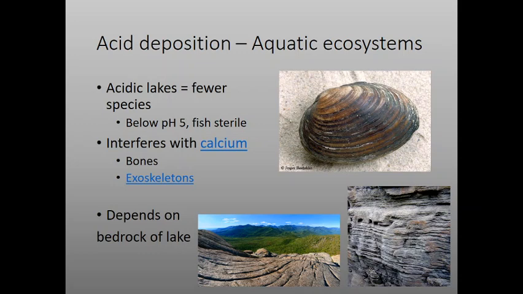That somewhat depends on the bedrock of the area. If there's limestone, that has a lot of buffering capability, so that won't happen. But in the Northeast, a lot of the bedrock is granite, which doesn't have the ability to buffer the adding of the acid from the acid rain.